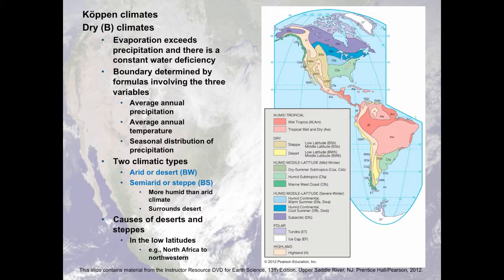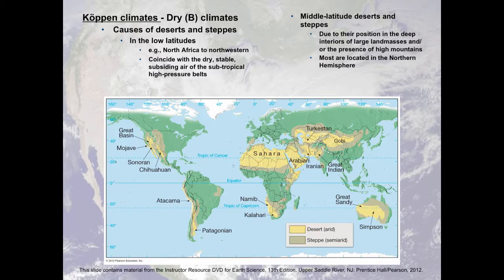Causes of deserts and steppes in low latitudes are generally orographic in nature. That is, they coincide with dry, stable, subsiding air on the backsides of high mountains in the mid-latitudes, and in the low latitudes, they correspond to the presence of dry, stable, subsiding air in the subtropical high-pressure divergent zones that cluster around 20 to 30 degrees north and south latitude.